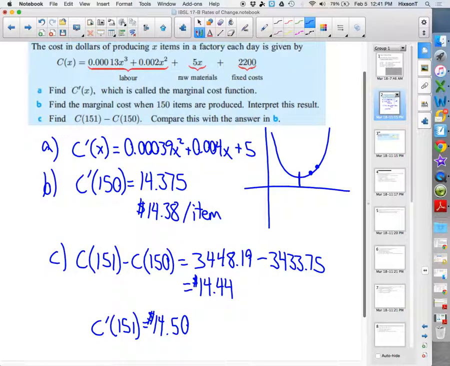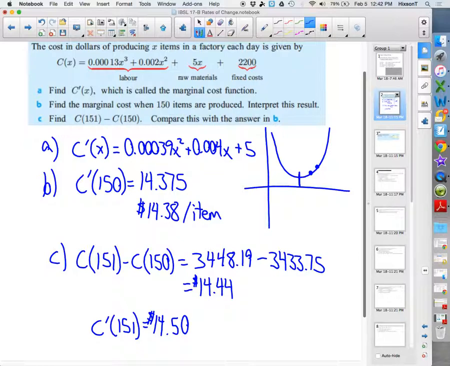Now, if we found the vertex of this parabola, we would be able to figure out exactly what that x would have to be to minimize our cost per item. You just do like negative b over 2a, or you just make it equal to zero. Yeah, you could do that with that marginal cost. That'll minimize the cost per item, which in turn will minimize our overall cost because the other fixed costs won't be impacted regardless.